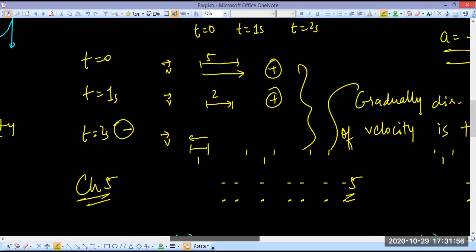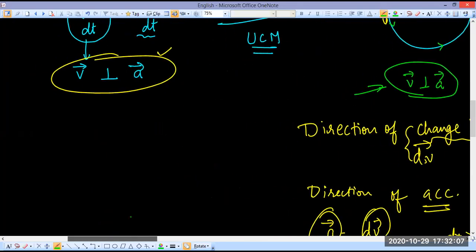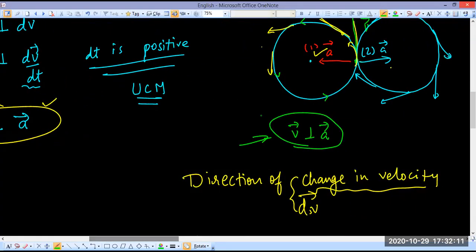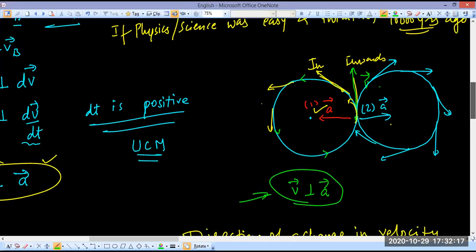Just as in 1D I explained that if acceleration is to the left side, it slowly pulls the velocity vector to the left. So here also it tries to do the same thing, right? It slowly tries to pull the velocity vector. But because of that the velocity only turns, the speed does not change. It just keeps going round and round; the velocity direction just keeps on changing, right?